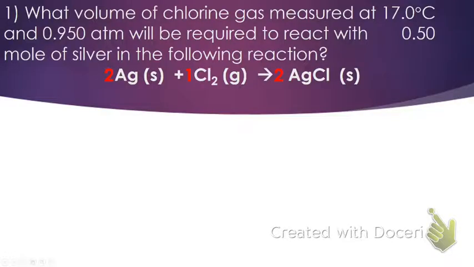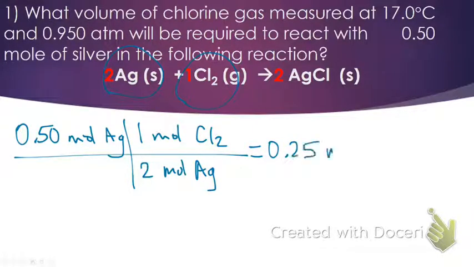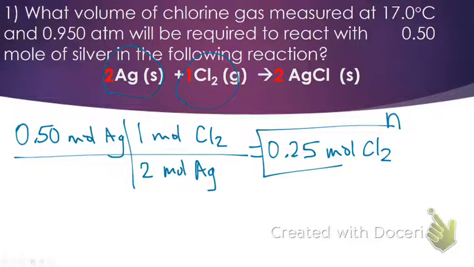So, balanced again. Let's see here. I had 0.50 moles of silver, and 2 moles of silver react with 1 mole of chlorine. Stopping and calculating gives me 0.25 moles of chlorine, and that's the moles that I'm going to use as my n in PV equals nRT. But since I'm solving for volume, I'm going to go ahead and rearrange that.